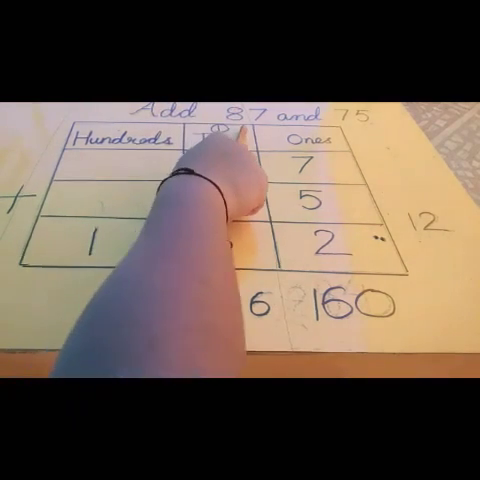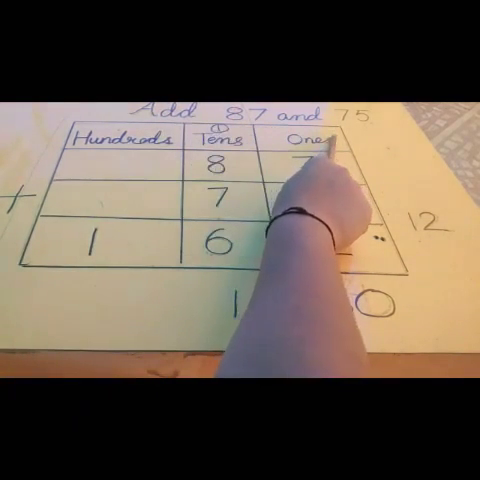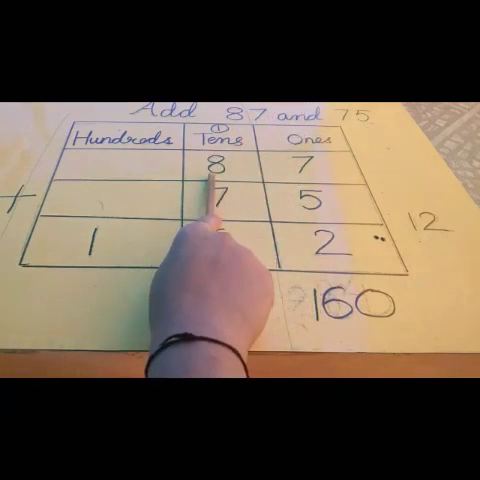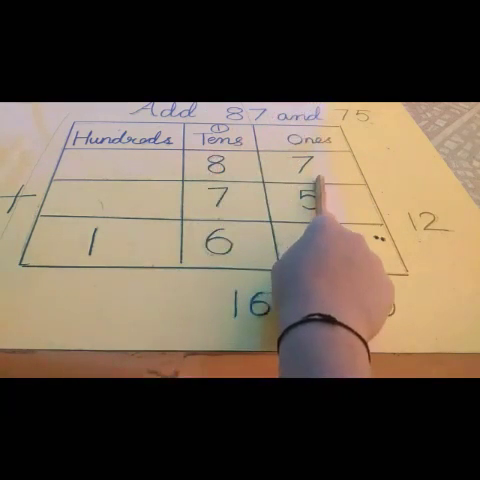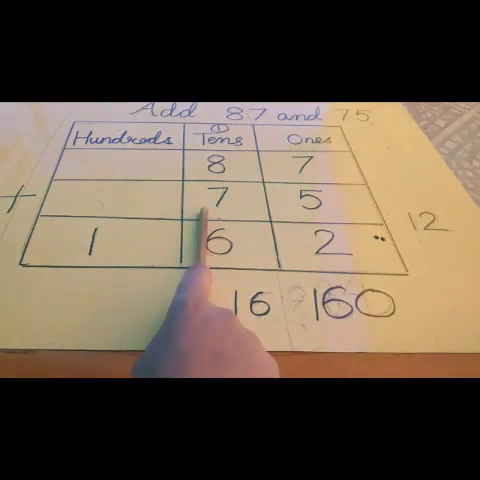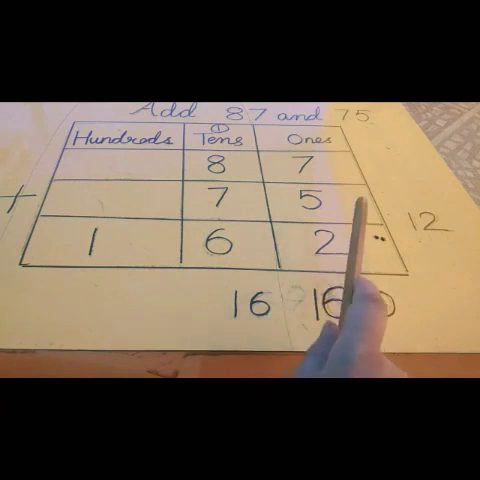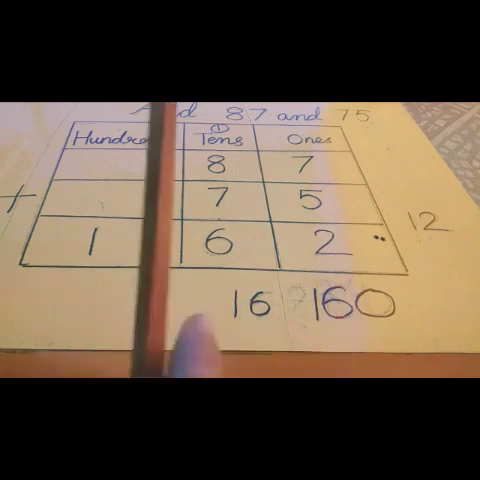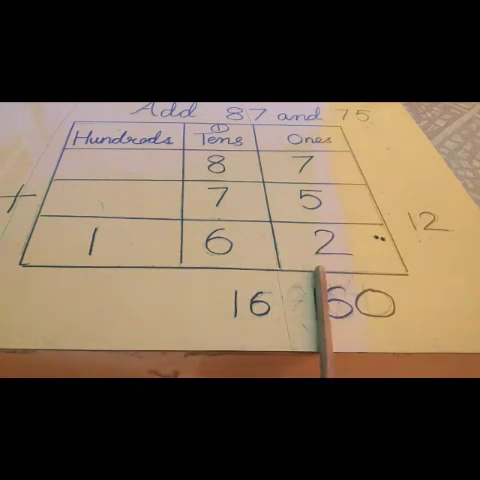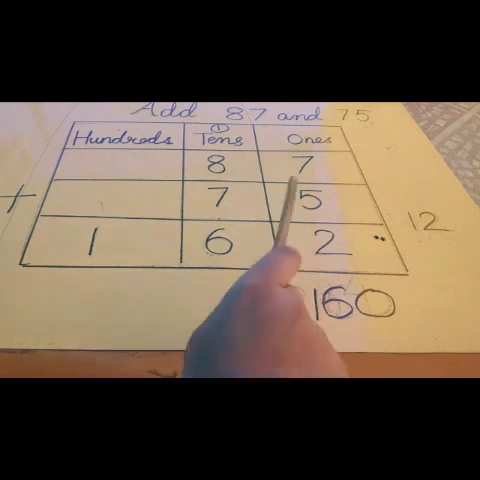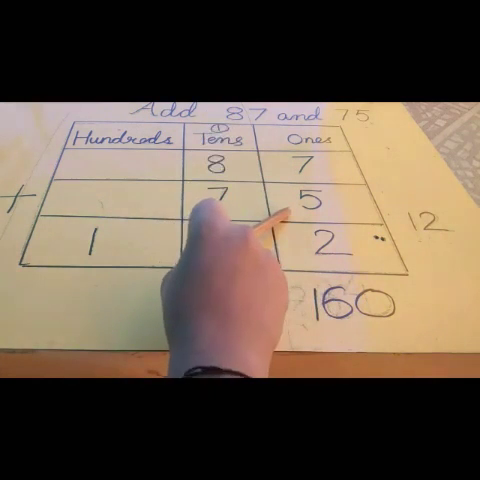Let's add 87 and 75. So 87 is 8 tens and 7 ones. 75 is 7 tens and 5 ones. So we need to add these. First, the digits in the ones column. I'll always start from the ones column. What do I have in the ones column? I have 7 and 5.